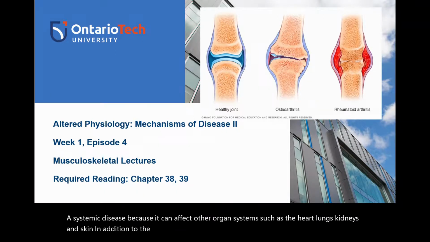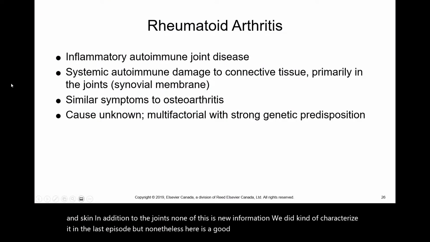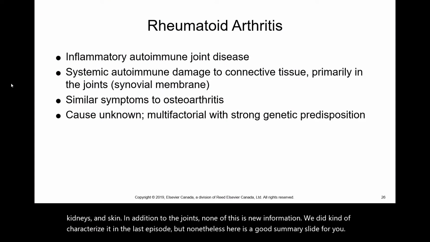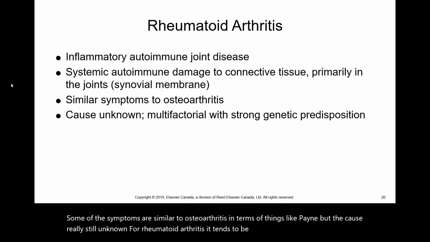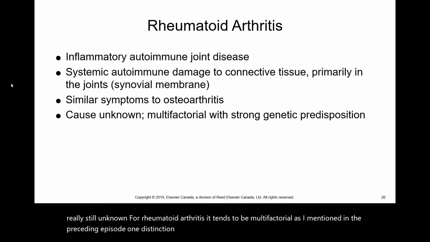None of this is new information. We did kind of characterize it in the last episode, but nonetheless, here is a good summary slide for you. Some of the symptoms are similar to osteoarthritis in terms of things like pain, but the cause really is still unknown for rheumatoid arthritis. It tends to be multifactorial. As I mentioned in the preceding episode, one distinction between osteoarthritis and rheumatoid arthritis is, in fact, that we know that RA tends to have a strong genetic predisposition.